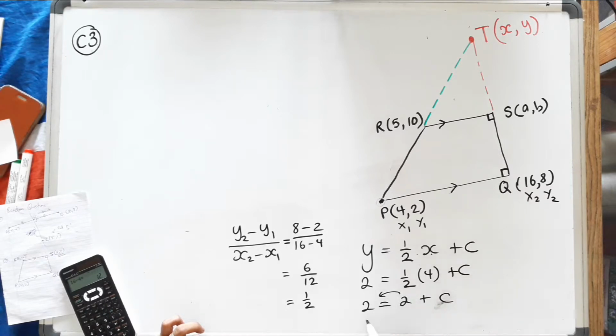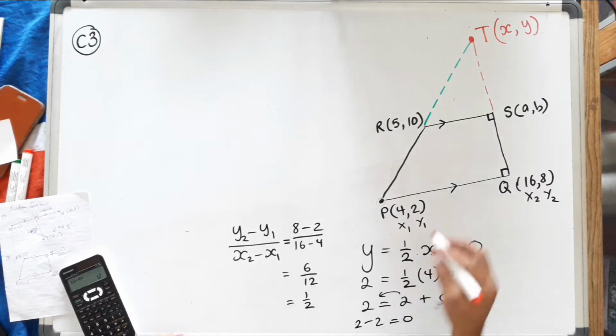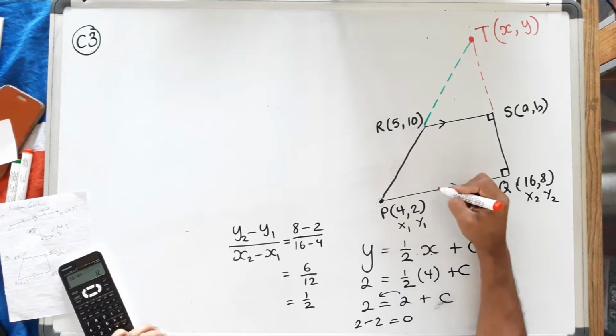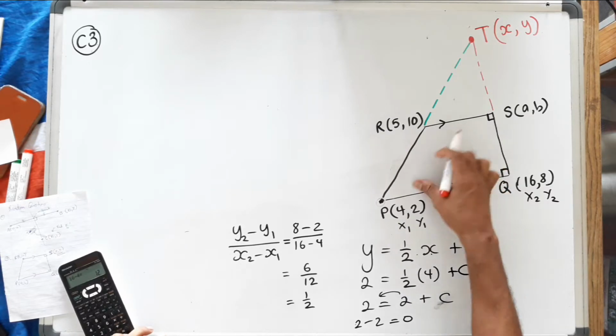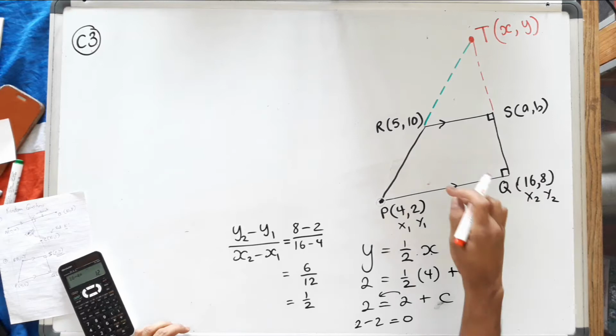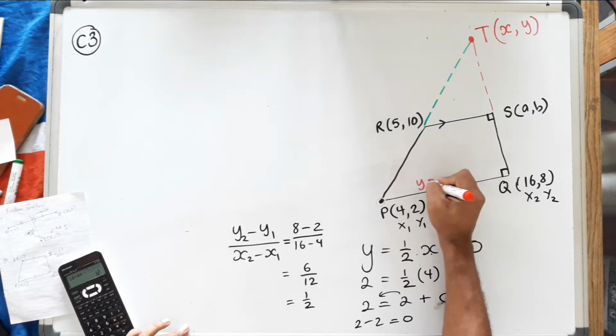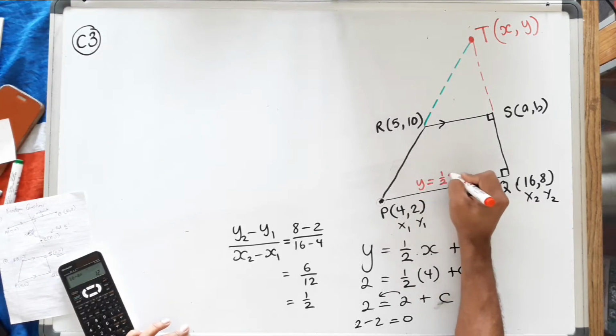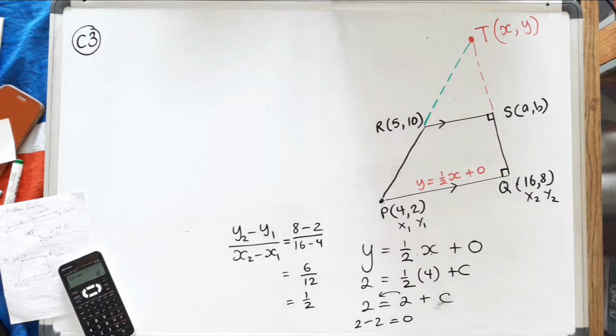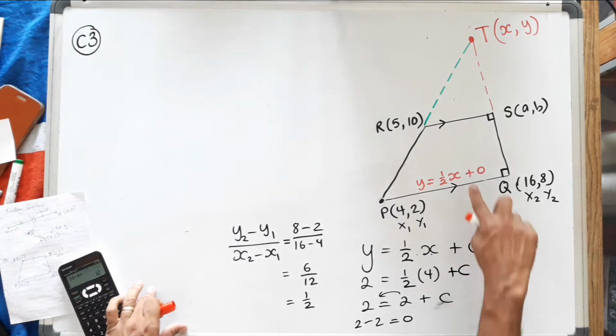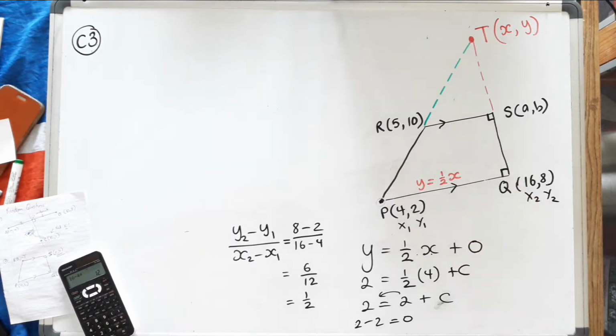When you solve for C, you'll get 2 minus 2, which is 0. So C is 0. Right. So the equation of this line here, I'm going to use a red marker. This line here is y is equal to a half x plus 0. You don't have to put the plus 0, but I'm just going to leave it. Right. So we have the equation of that line.